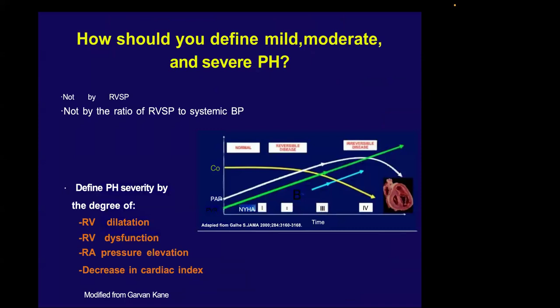How should you define mild, moderate, and severe PH? Not by RVSP, and not by the ratio of RVSP to systemic blood pressure. Define PH severity by the degree of RV dilatation, RV dysfunction, RV pressure elevation, and decrease in the cardiac index.